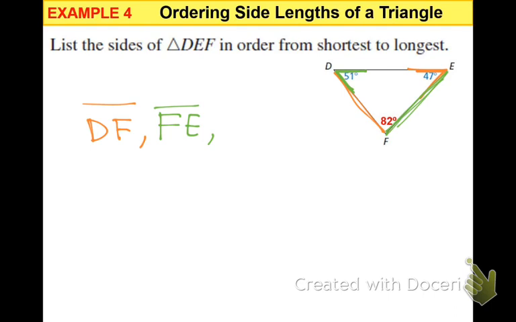All right, now our largest angle is F, so 82, which would make the largest side DE.